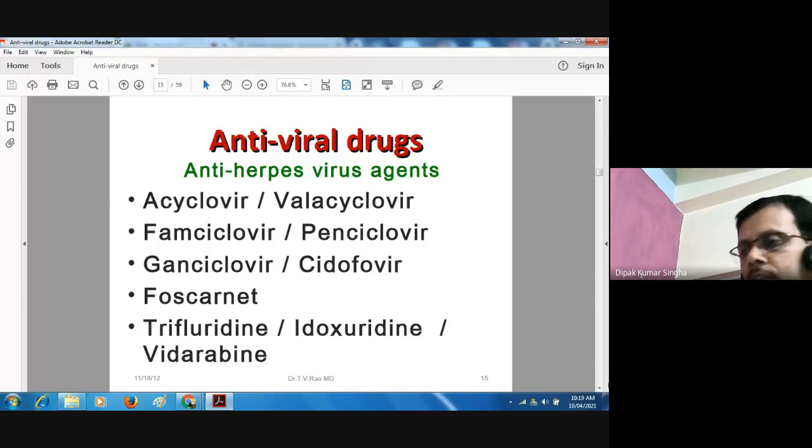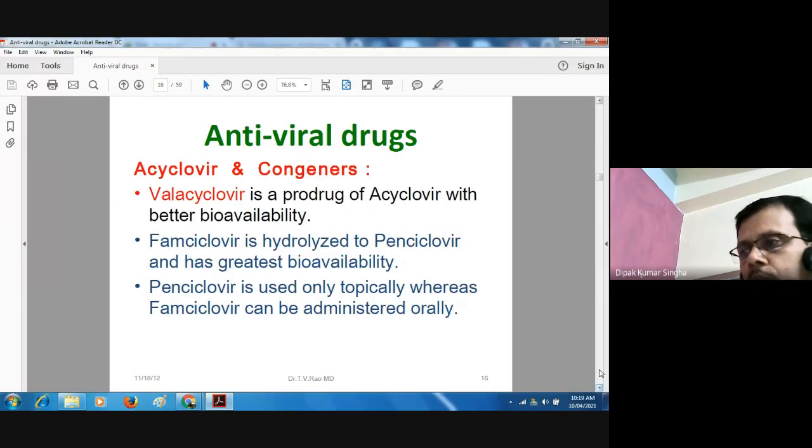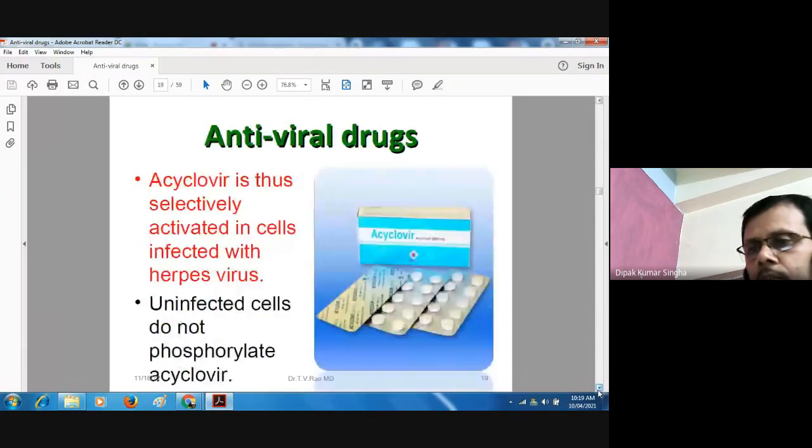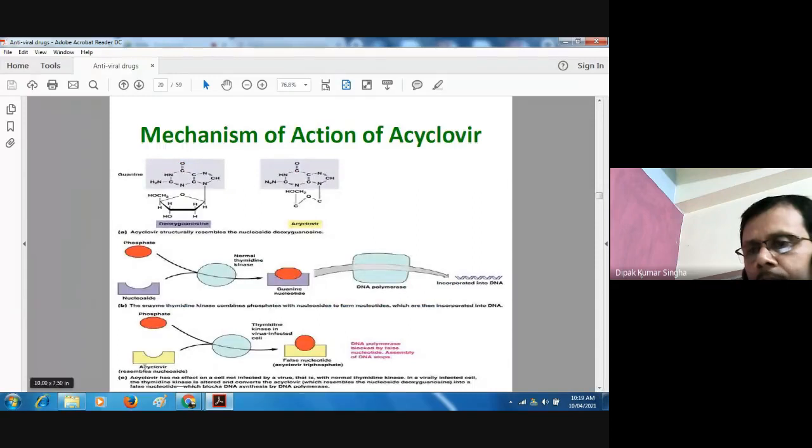Okay, just if a question comes on the mechanism of action of, suppose, ganciclovir, you can just put the mechanism of acyclovir, and in place of acyclovir just write that drug, or hydroxyuridine. The mechanism of action of all the drugs is the same. Did you understand?